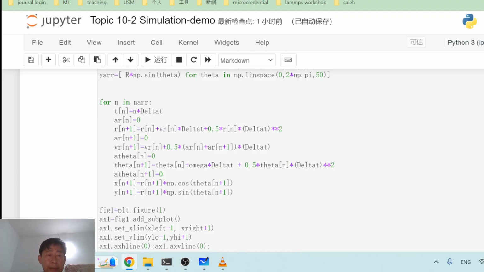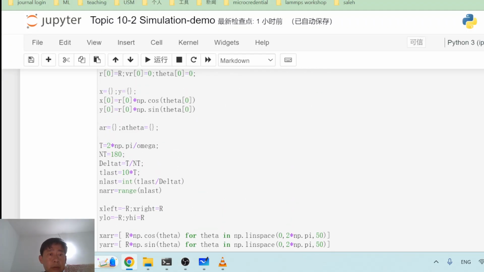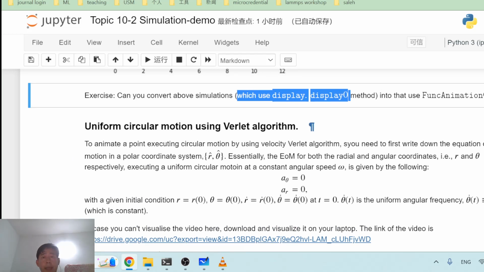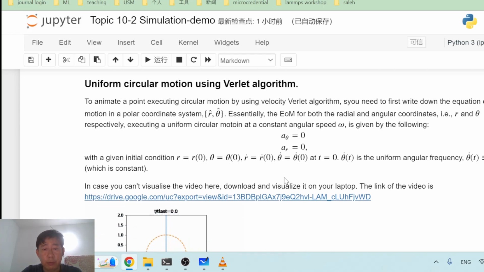As the last example to this topic, we would want to discuss how you apply the Rayleigh algorithm to simulate a uniform circular motion. So the principle is exactly the same as the previous. As long as you know what the equation of motion is for the system you want to simulate, then you can just write down the Rayleigh algorithm and implement it.